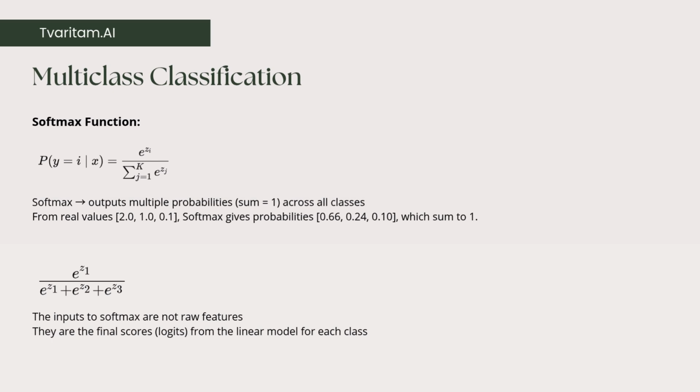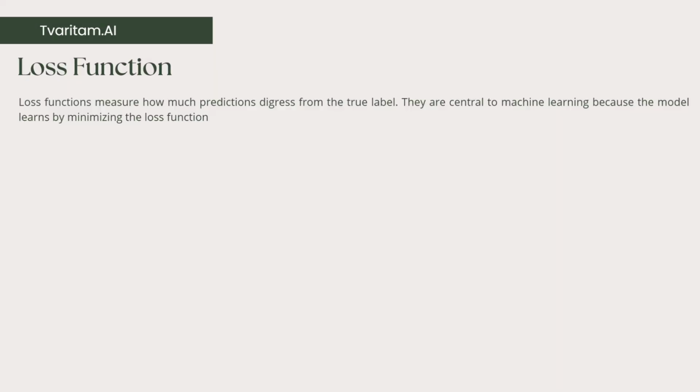And here we use the exponent to make all values positive and amplify larger scores. So the model becomes more confident. We could also try other transformations, but softmax with exponent is usually a standard because it works well mathematically, especially for optimization. Now let us talk about the loss function for logistic regression.